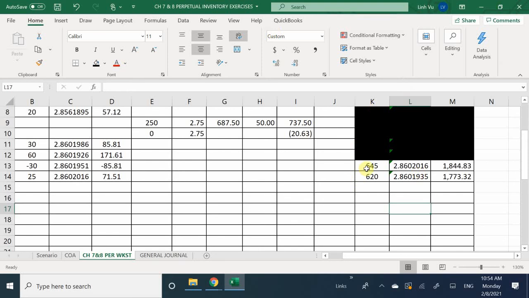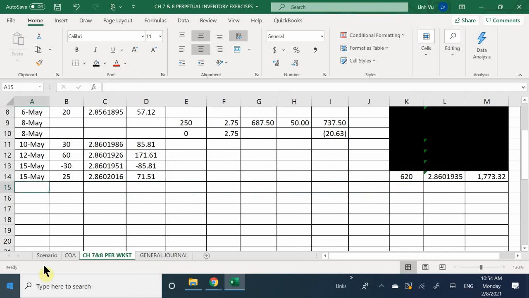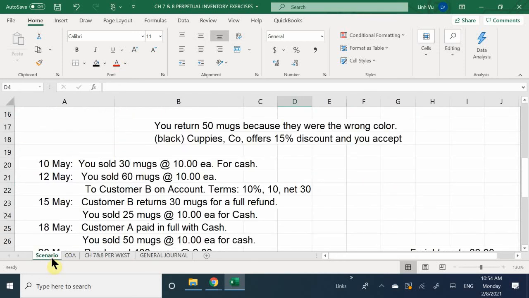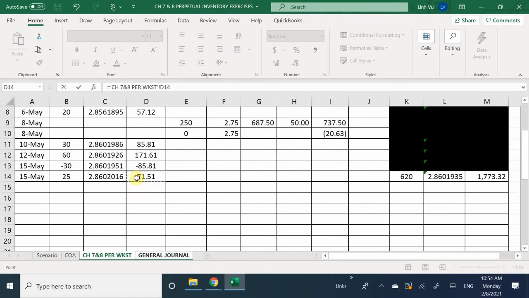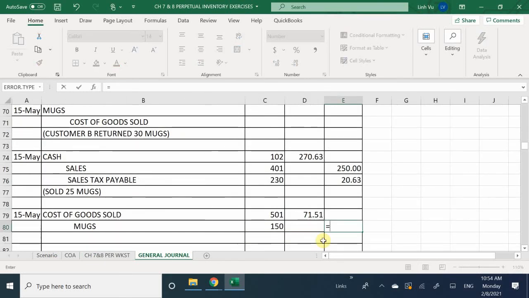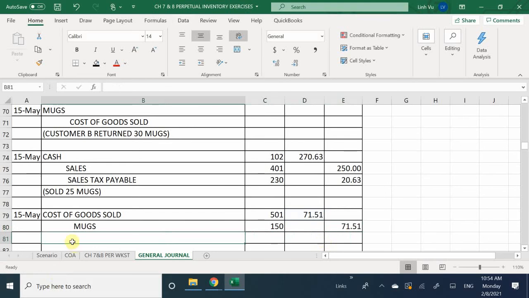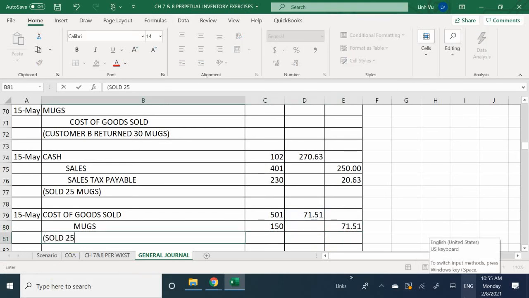And again, I'm going to eliminate this one right here. Okay. All right, so what has happened next? Customer A paid in full with cash. Hold on. We sold 25 mugs. Okay, well, I have to update my journal now. If I sold my 25 mugs, how much did it cost me to sell them? 71.51. Good. So let me finish up my journal here, that I sold 25 mugs.